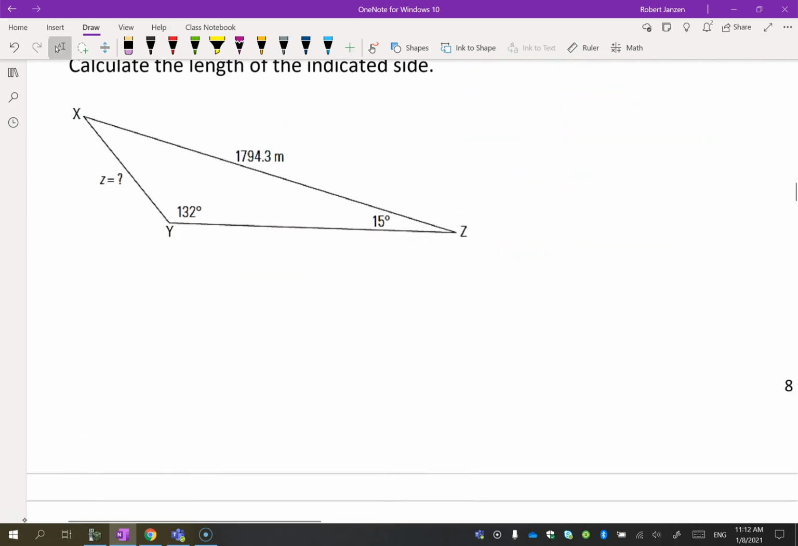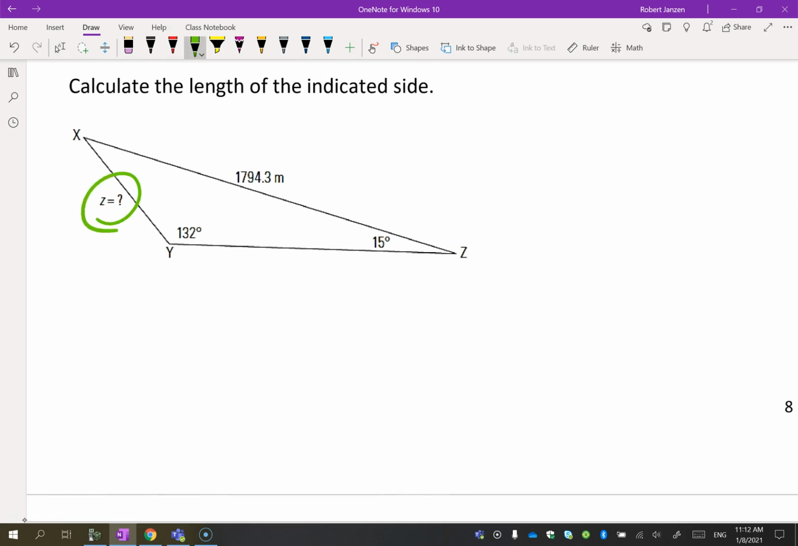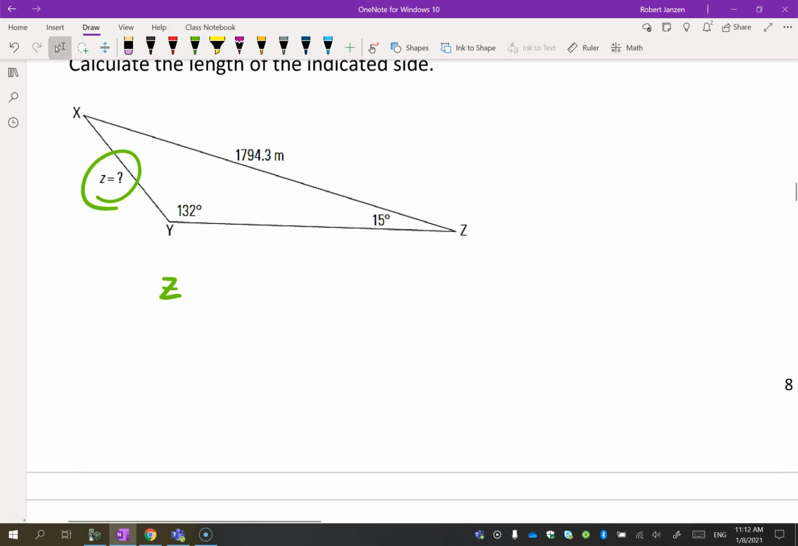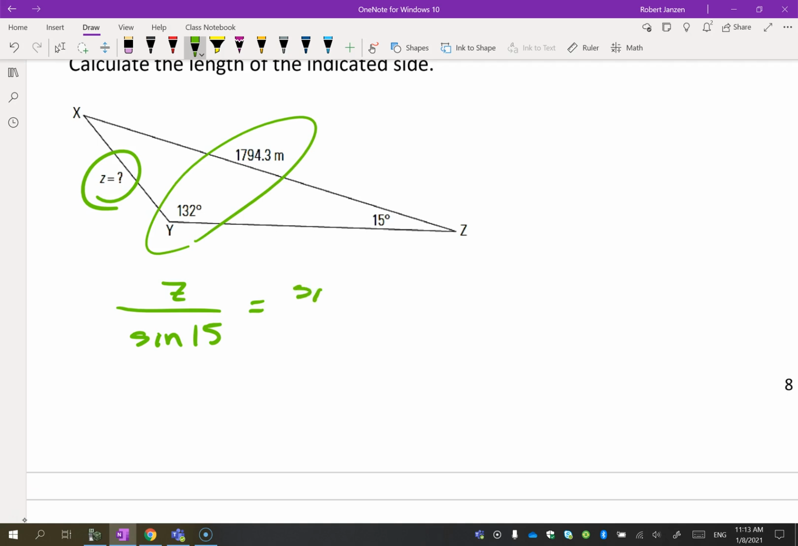Okay, try another one. Calculate the length of the indicated side. So we're supposed to find Z. So pause the video, try this, see if you get the right answer. Okay, let's see how you did. So Z over sine of Z equals, hey, wait a second, my formula has A, B, and C. How do I do X, Y, and Z? Well, the original formula had A over sine A. That's the same as saying Z over sine of Z. Okay, so you shouldn't get too confused about that.